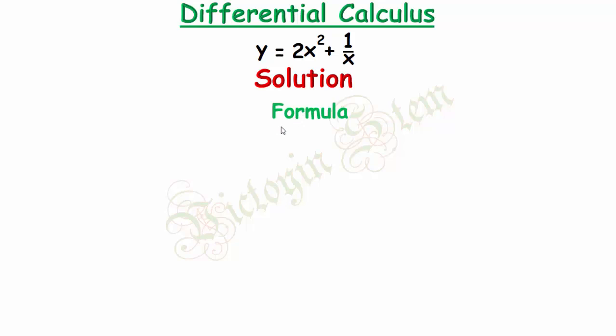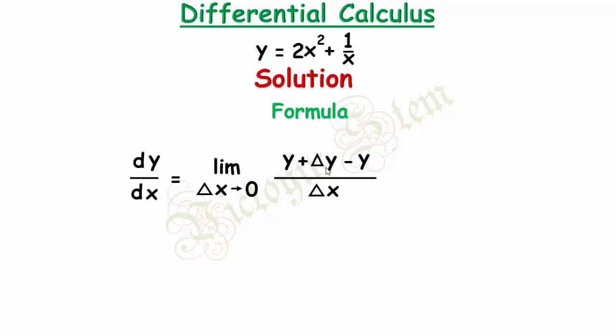Now I'm going to introduce you to the formula I intend using to solve the problem, and the formula is the derivative of y with respect to x, which is simply read dy divided by dx, equals the limit as delta x approaches 0. Delta x stands for small increment in x, of y plus delta y minus y divided by delta x, where delta y and delta x stand for small increment in y and small increment in x respectively, and this fraction can be reduced further.